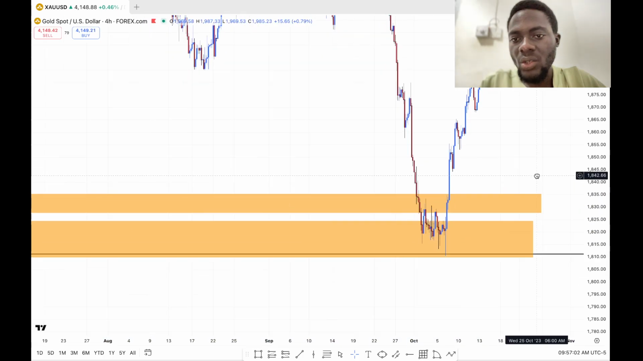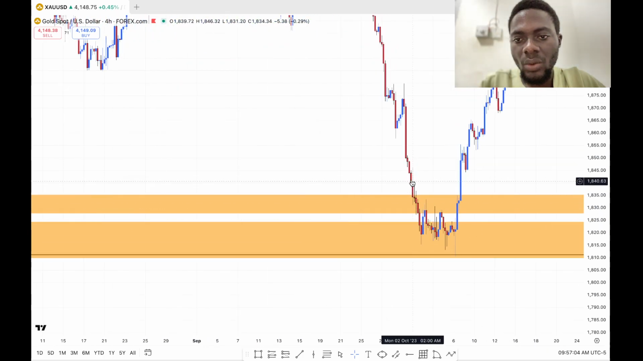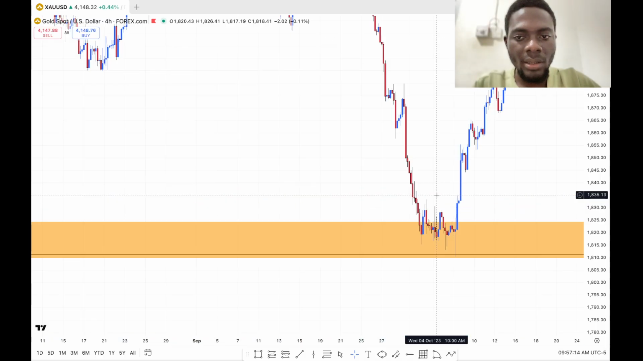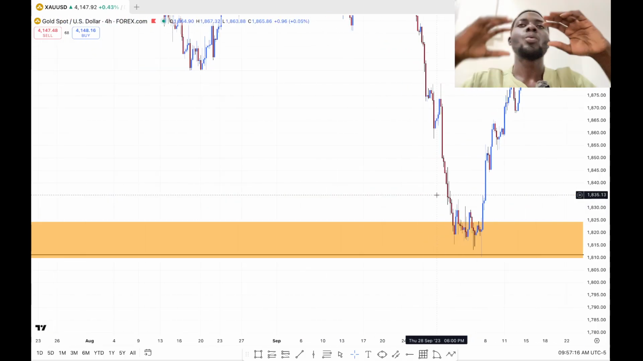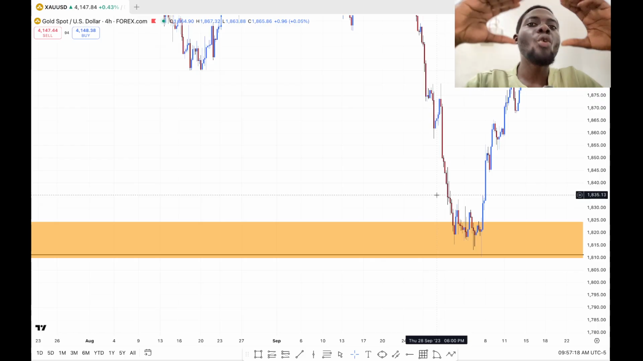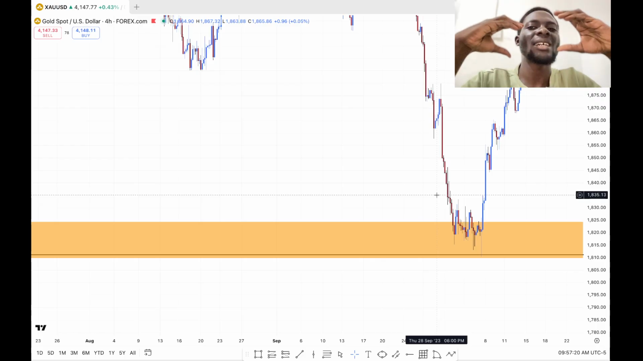So you can see price got to this level, and then immediately what did it do? It showed a certain type of reaction, but then it went down again. It broke below that level. So I'm going to take this one out. You understand? So when you take out your order block, you still go on the lower time frame to look at price action.